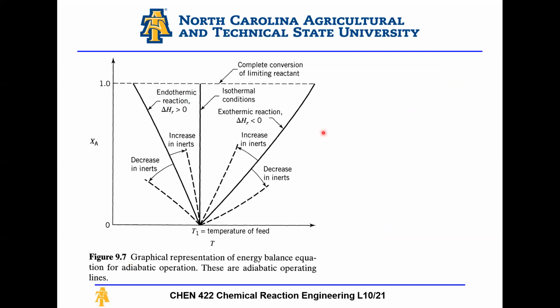And the other thing represented on this chart is that as I increase my inerts, whether it's an endothermic or exothermic reaction, the performance of the system approaches the isothermal performance. Once I have inerts, they dilute the heat capacity, or increase the heat capacity, so there is more material for this heat to dissipate in, and the change in temperature decreases.